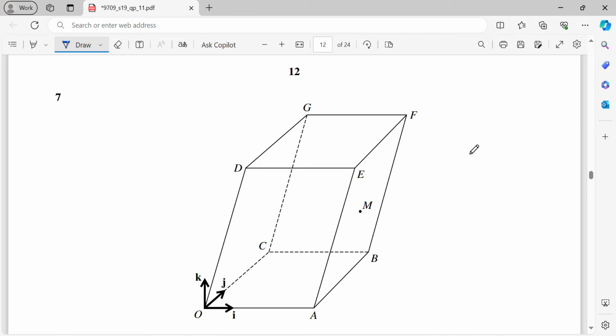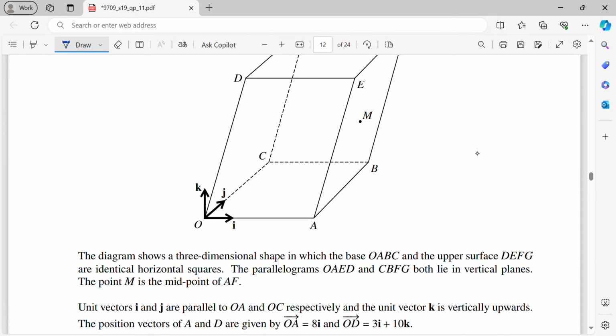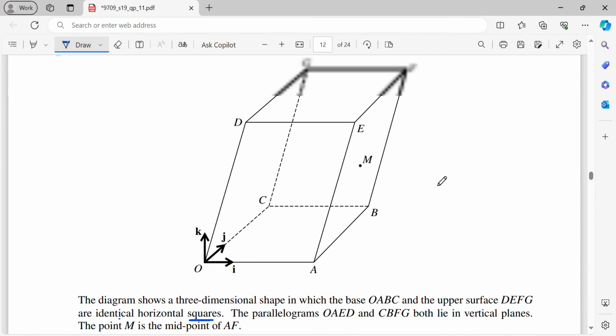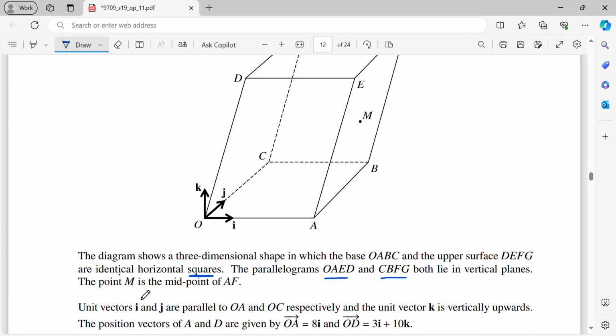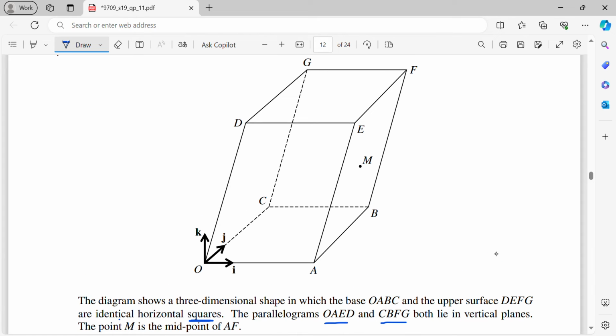Next question, number 7. Okay, the diagram shows a three-dimensional shape in which the base OABC and the upper surface DEFG are identical horizontal squares. Now you are given two parallelograms, OAED and CBFG. The M is the midpoint of AF. Alright, AF. So we join. Right? M is in the middle.